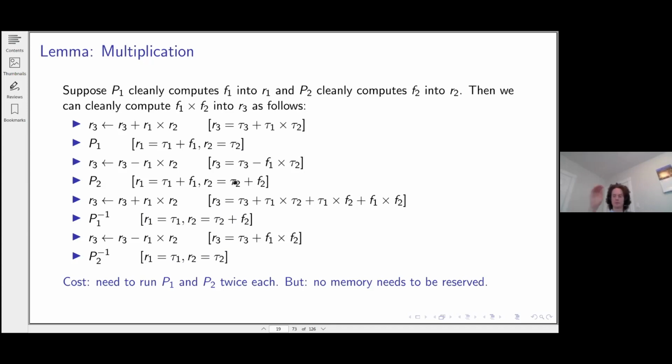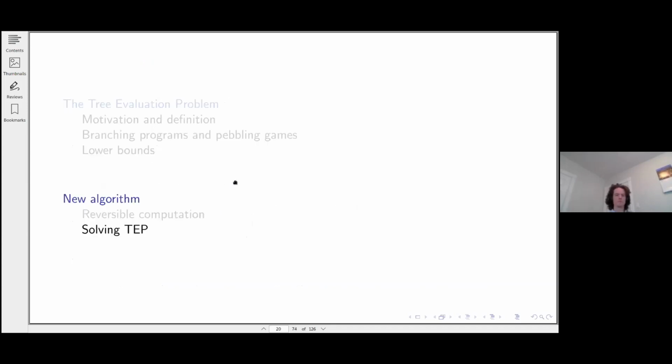Okay, so I've talked a little bit about some techniques for reversible computation, so now I want to talk about how to apply them for the tree evaluation problem. It's generally easier to apply these techniques if we can think of things in terms of algebraic formulas. So the next thing I want to do is to come up with a formula for the value of the root of the tree in terms of the values of its 2 children.